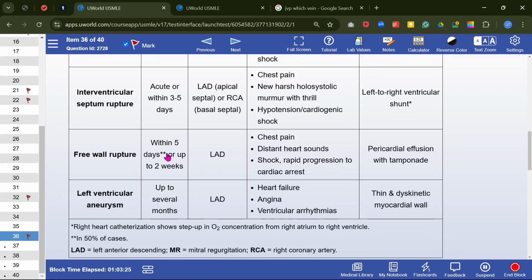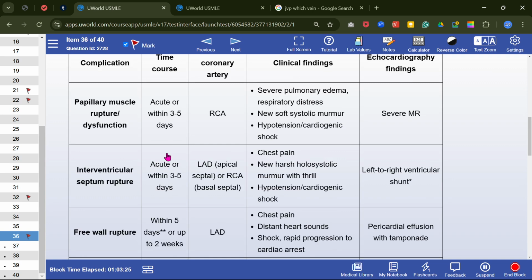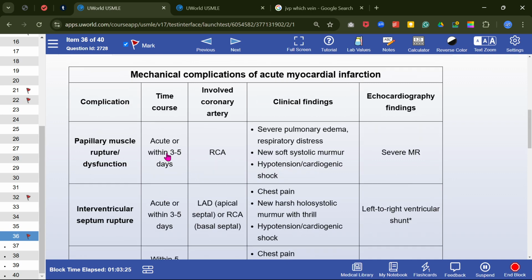Okay, it's free wall rupture. Okay, first we will go through the box.